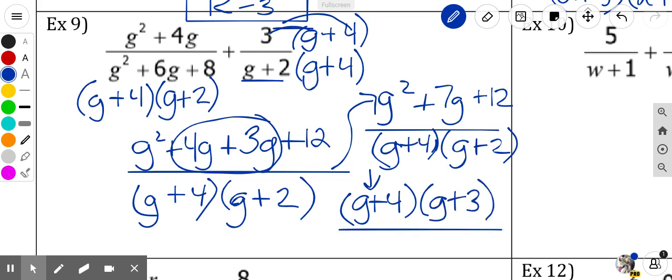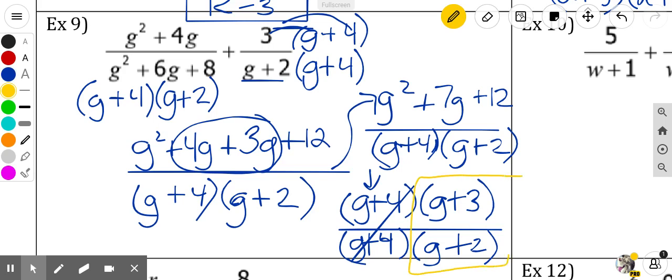And then the bottom, we have g plus 4 times g plus 2. Last step, we need to cancel the ones that are the same, so those are gone. And then our final answer here, kind of ran out of room, but this is your final answer: g plus 3 over g plus 2.